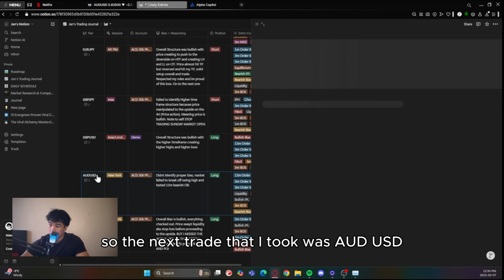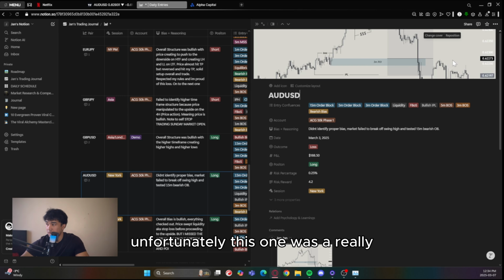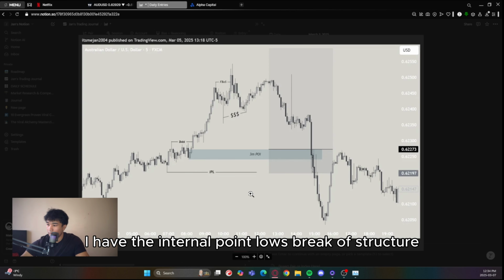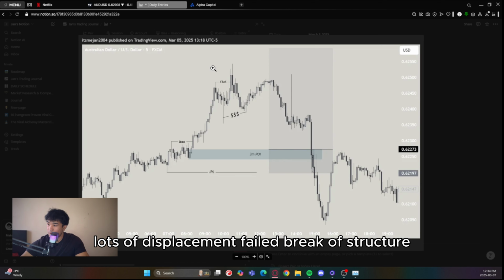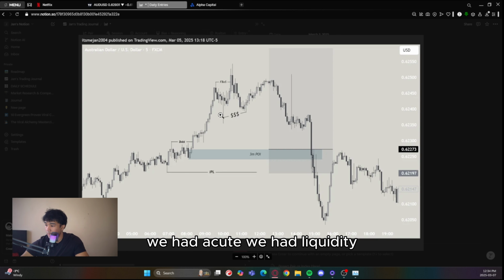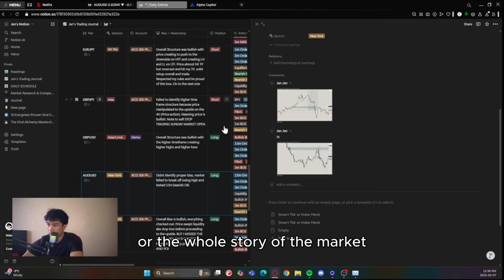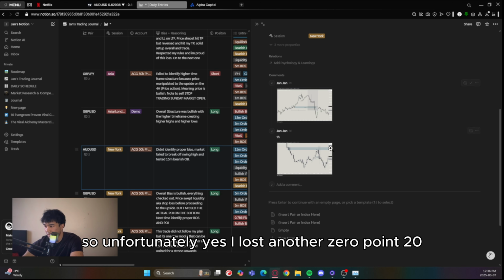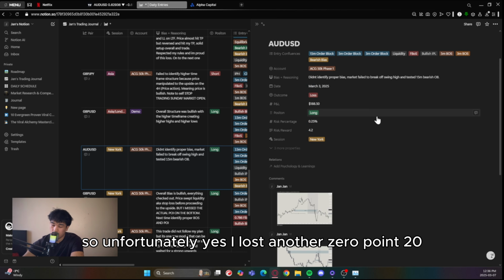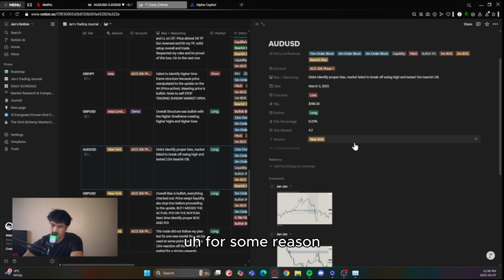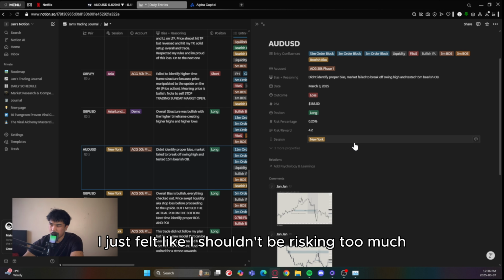So the next trade that I took was AUD USD. Unfortunately, this one really pissed me off, because we can really see here again I have the internal point lows, break of structure, lots of displacement, failed break of structure. We had a liquidity, and price came back to my entry, quickly stopping me out on the 5-minute chart, or the whole story of the market, whatever you want to call it. So unfortunately, yes, I lost 0.25%. For some reason, I just felt like I shouldn't be risking too much.